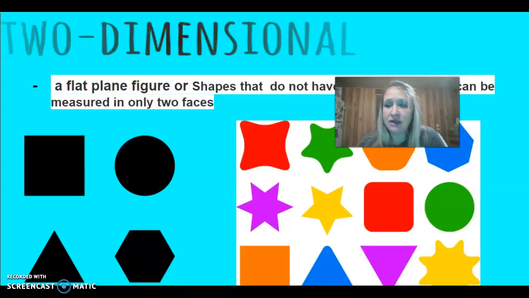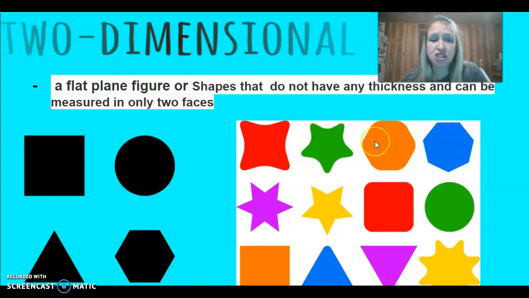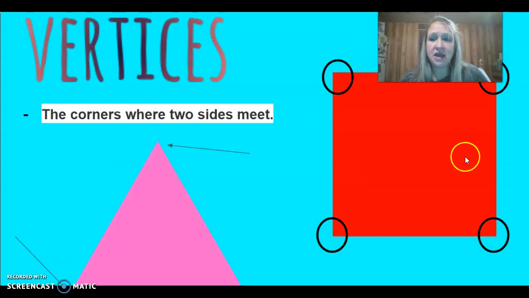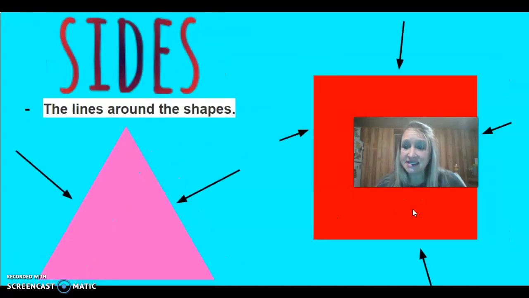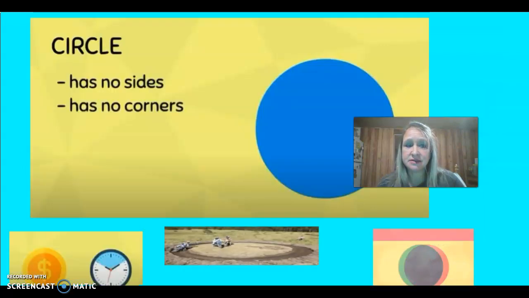Let's review our vocabulary. Two-dimensional, say two-dimensional. A flat plane figure or shapes that do not have any thickness and can be measured only in two faces. Vertices, say vertices. Vertices are the corners where the sides meet. Sides, say sides. Sides are the lines around the shapes.